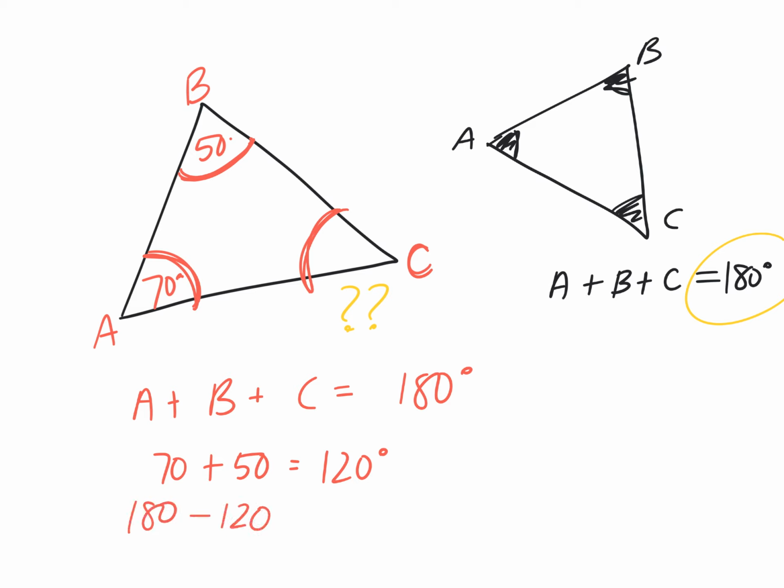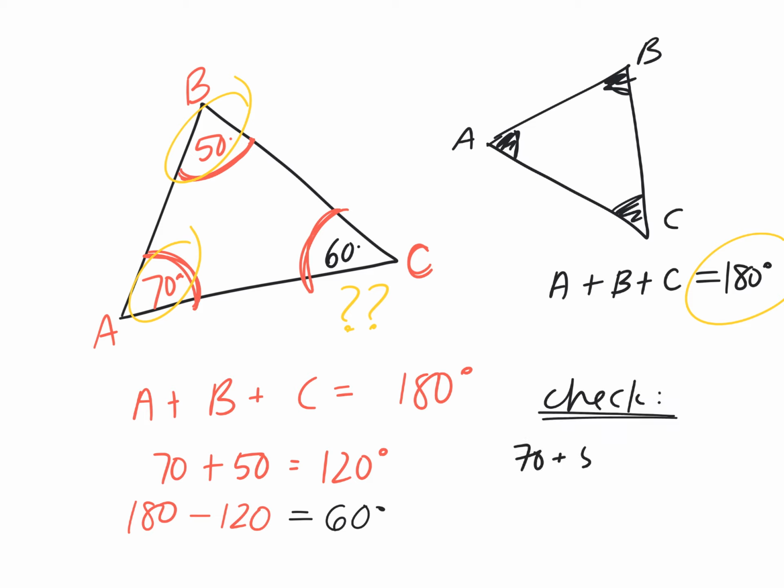So let's subtract the sum of those two, and we would get 60. Well, does that make sense? Let's check your answer. What's 70 plus 50 plus 60? Do you get 180? Yes. If you don't get 180, then you know you did something wrong. It always has to add up to 180, always.